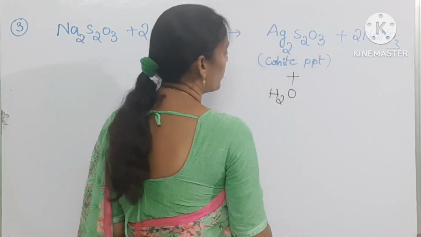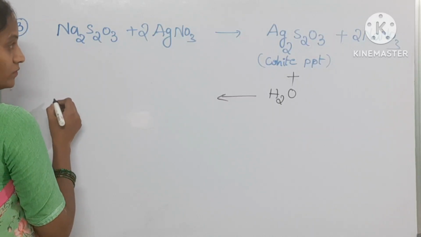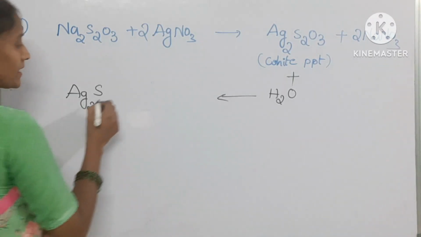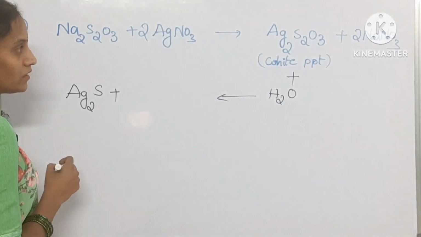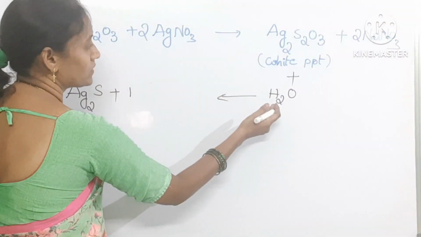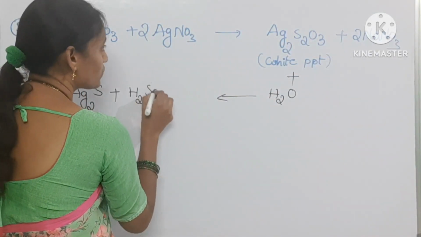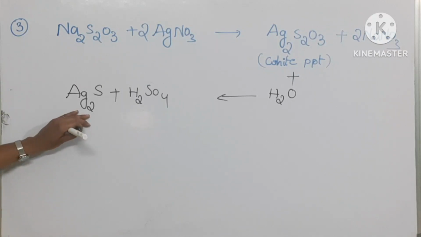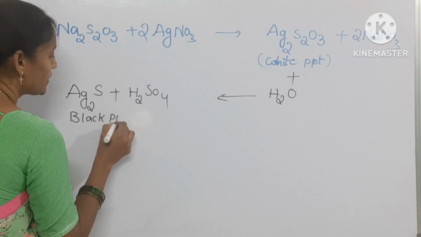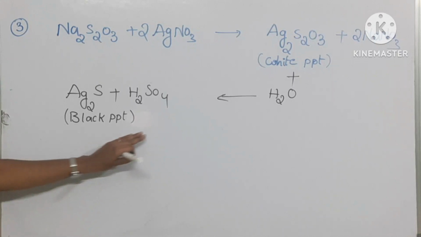If it reacts with water, then you will get Ag2S, silver sulfide. What remains here, after Ag2S went out, is H2SO4, sulfuric acid. Silver sulfide is the black precipitate. PPT means precipitate, you just understand it like that. Okay, this is the black precipitate.